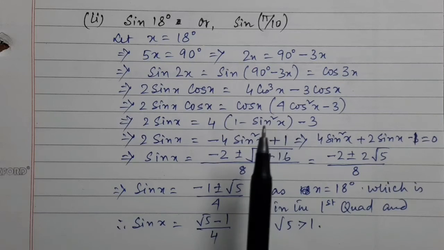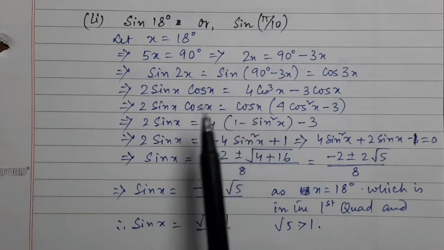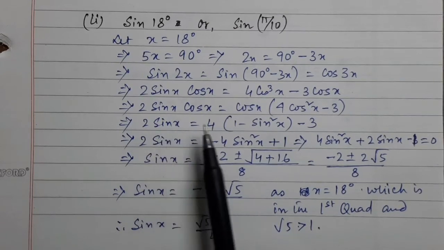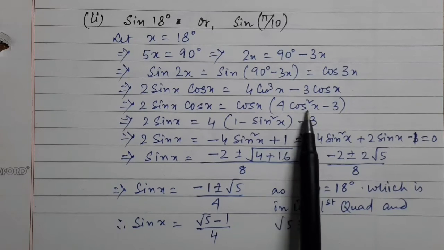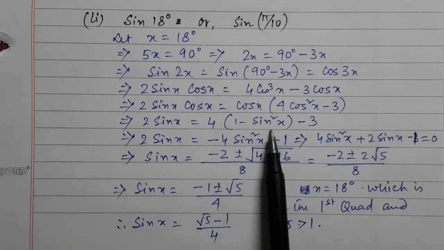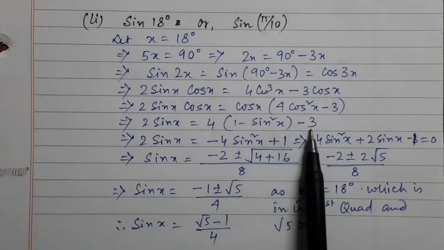Now we can do one thing. So we can cancel out this cos x. Now what we have done, so 2 sin x equals to, now here there is a cos square x. Now we can make this cos square x as 1 minus sin square x. So this will become 4 into 1 minus sin square x minus 3.